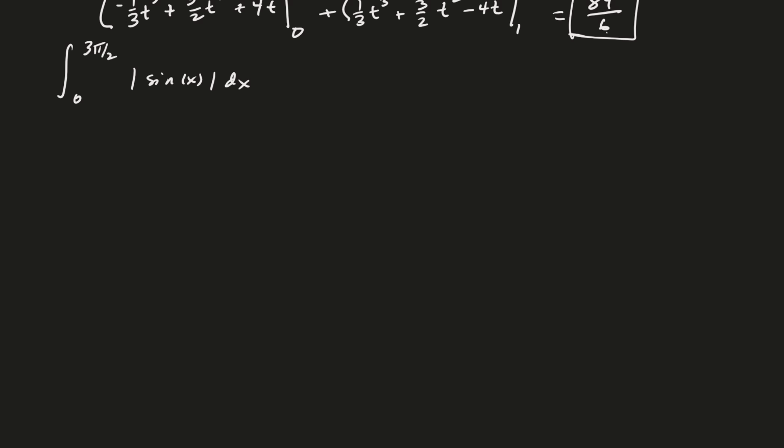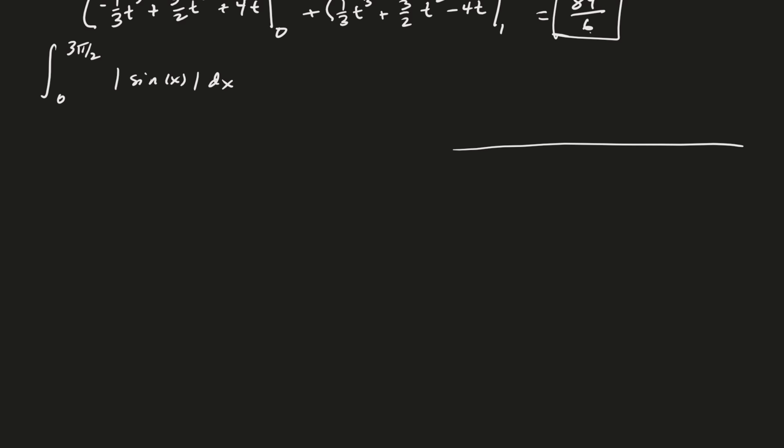Okay, continuing with a couple of examples, let's try to integrate the absolute value of the sine of x dx. Now, whenever we have to differentiate or anti-differentiate absolute values, the very first thing you want to do is get rid of those absolute value bars. And so if we take a look at the sine function, we can kind of see what's happening.